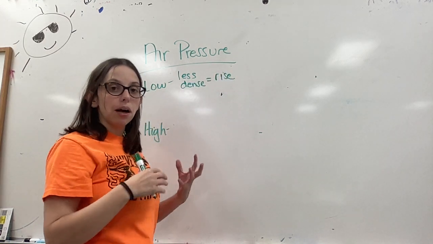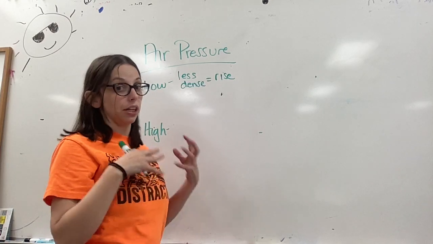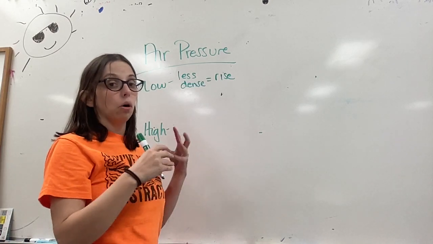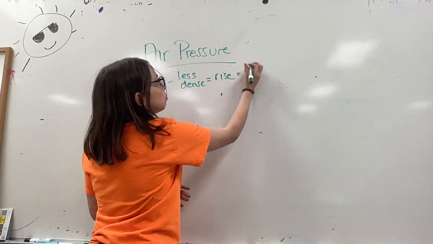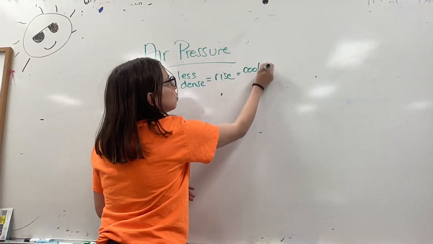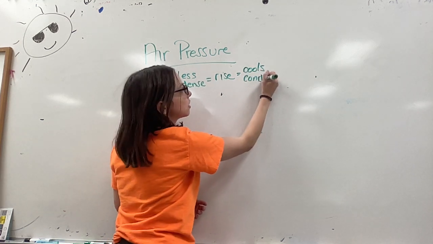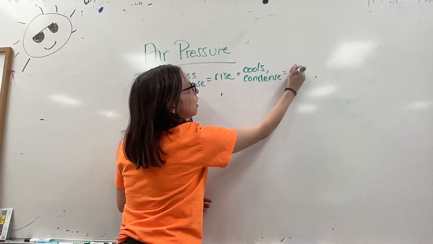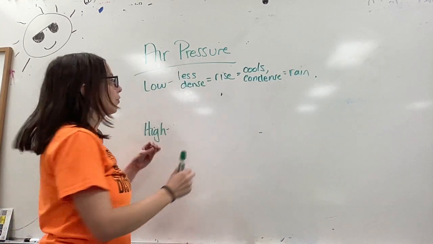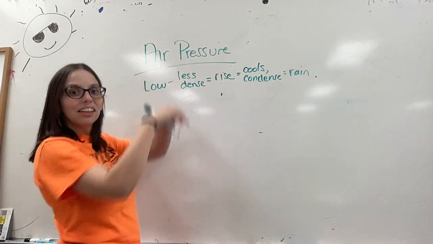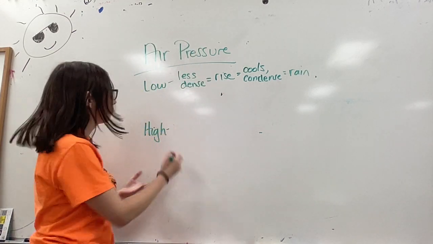Now, when we talk about air, as air rises in the troposphere, it gets cooler. Cold air cannot hold as much water vapor. So as air rises, it cools, that water vapor condenses, and that is going to make precipitation. So you're going to remember that lows lift and make lousy weather.